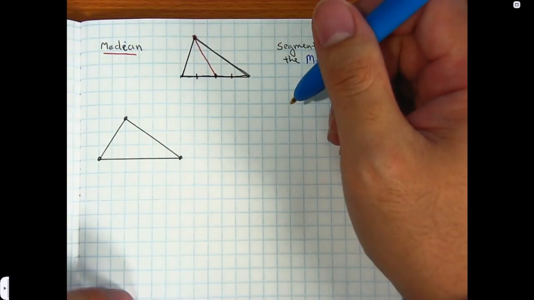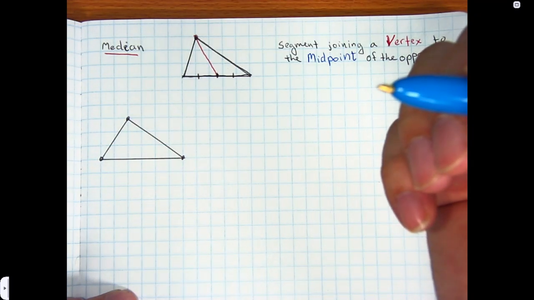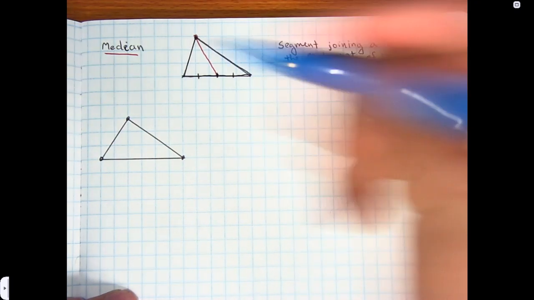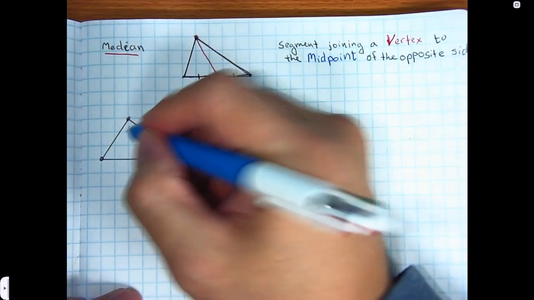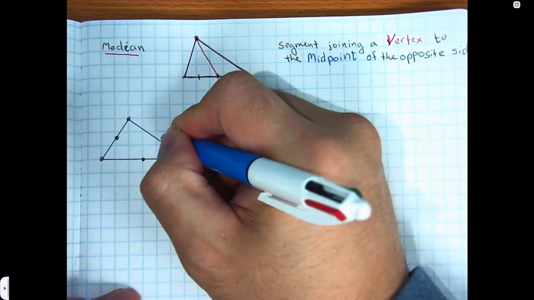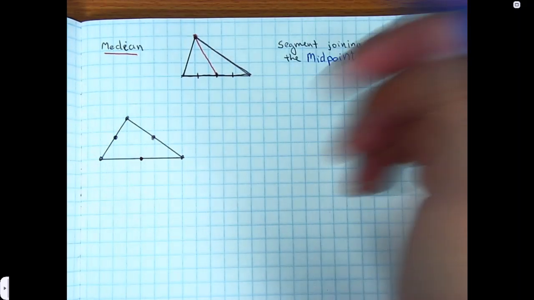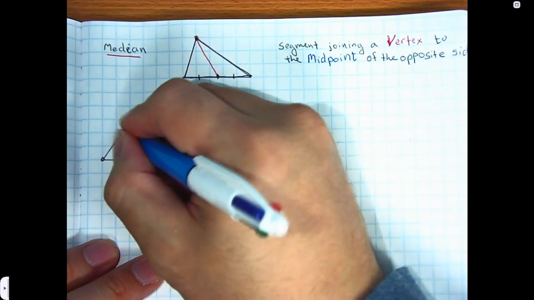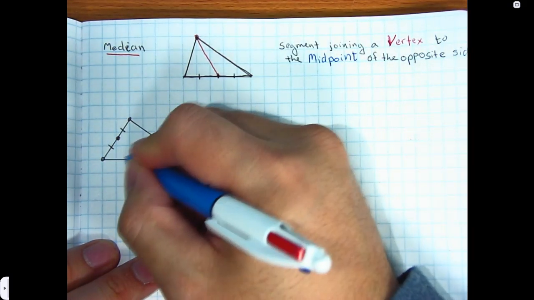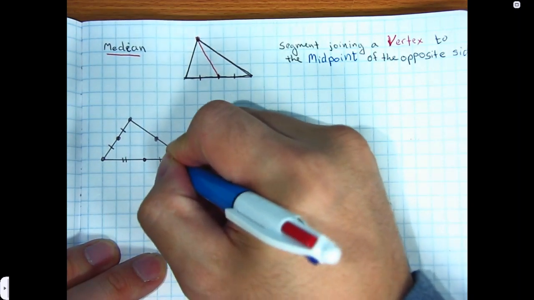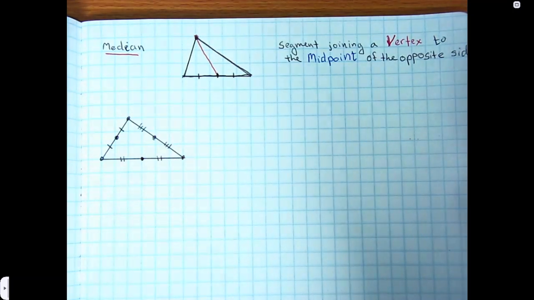In this case, if we have this, then because a triangle has 3 sides, it would have 3 different midpoints on the sides. So 1, 2, 3. Okay.